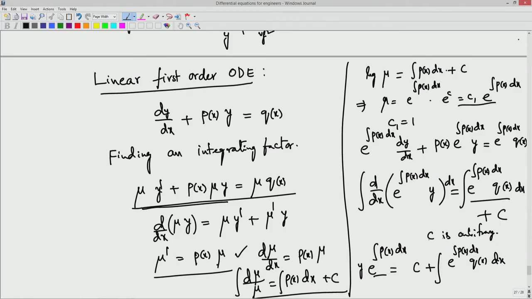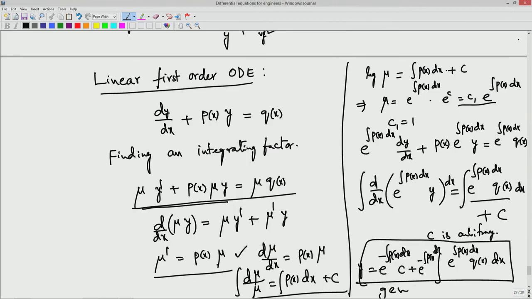If you bring this exponential to the right hand side, it becomes e power minus integral P(x) dx, and you have to write it here as well. So, c plus e power minus integral P(x) dx into this. So, this is your general solution. This is how you get a general solution of a given linear first order ordinary differential equation.